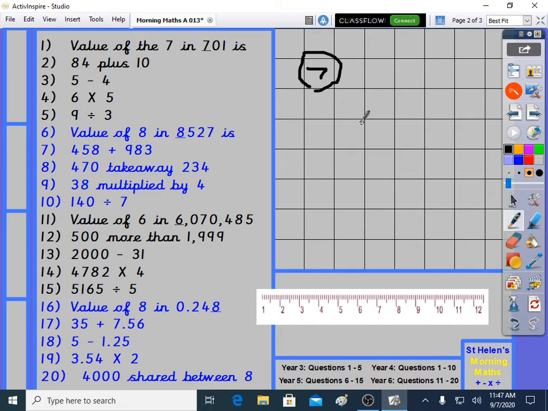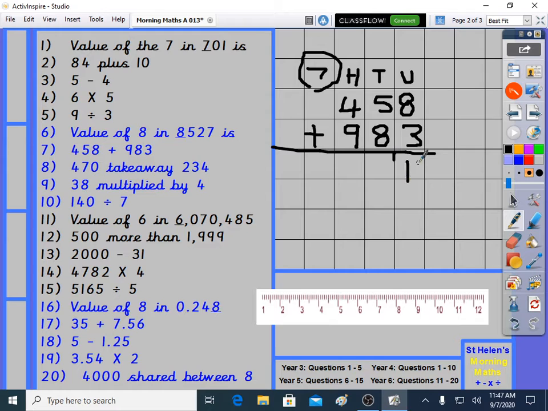458 plus 983. Don't have to have the biggest number on the top in plus. Can if you want. I usually do, but I didn't this time. Units, tens and hundreds if you like. 8 plus 3 is 11. Carried a 1. 5 plus 8 is 13. Plus 1 is 14. Make sure it says 14, not 41. I know there's 41 in the end, but this part here should say 14. 4 plus 9 is 13, plus 1 is 14.